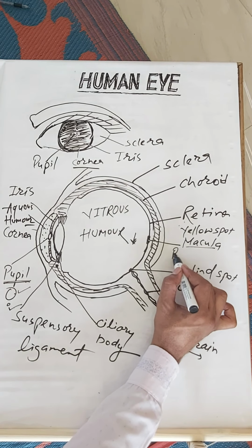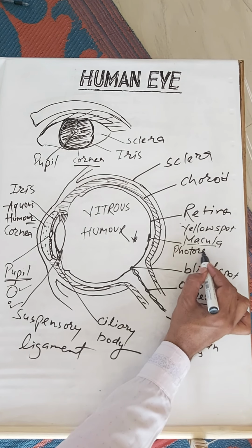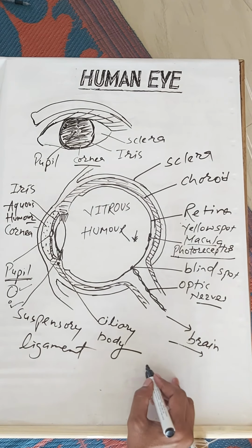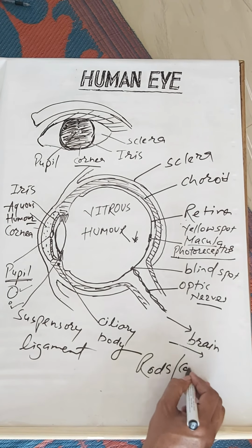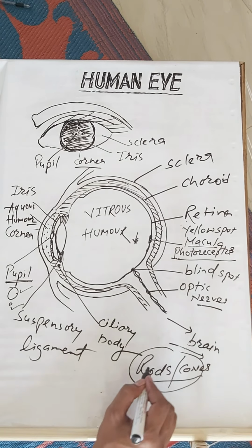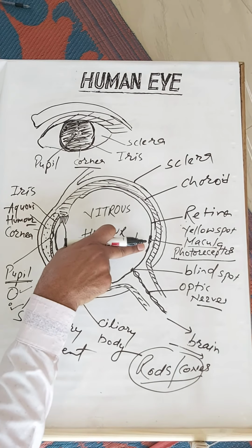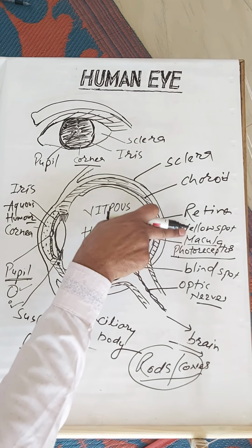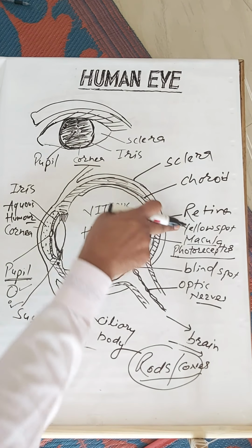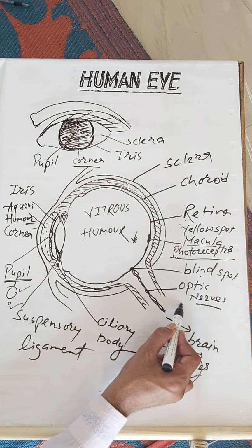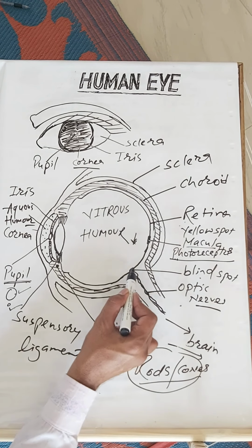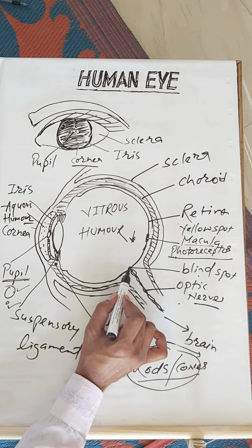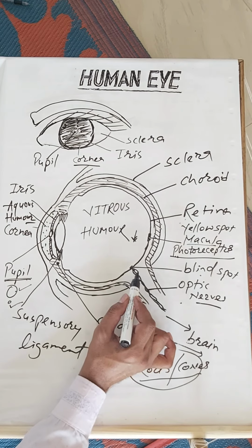Why? Because macula have photoreceptors. Photoreceptor cells are rods and cones. These rods and cones are photoreceptor cells, and maximum cells are present at macula, so it gives us most clear vision. Macula is also known as yellow spot. And the blind spot, the head of optic nerves, here photoreceptors are absent, that's why we are unable to see the object. It does not give the vision, blind spot.